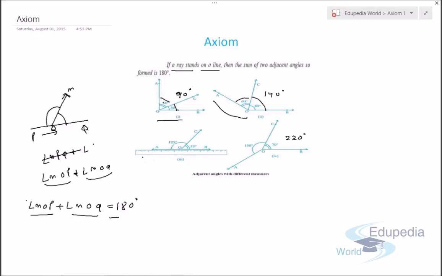If we consider this figure, you can see clearly that on a line AB, a ray OC stands, and if we add these two adjacent angles, angle AOC and angle COB, the sum will always be 180 degrees. So angle AOC plus angle COB will always equal 180 degrees. This is the concept of the axiom: if a ray stands on a line, then the sum of the two adjacent angles so formed is 180 degrees.